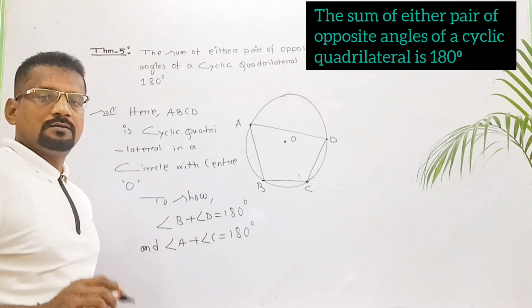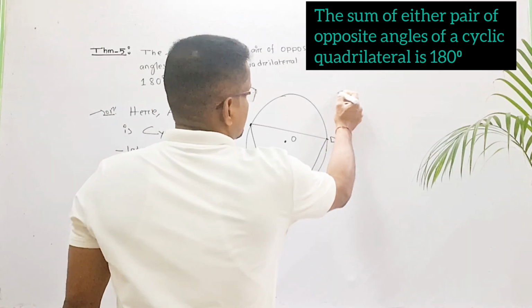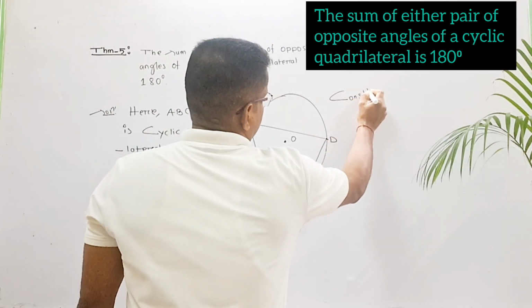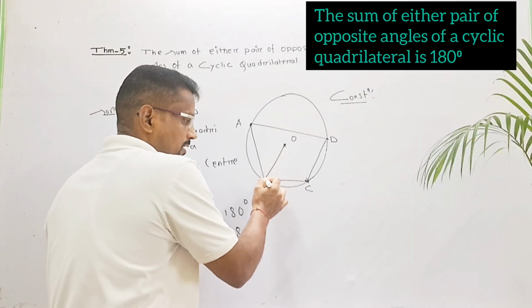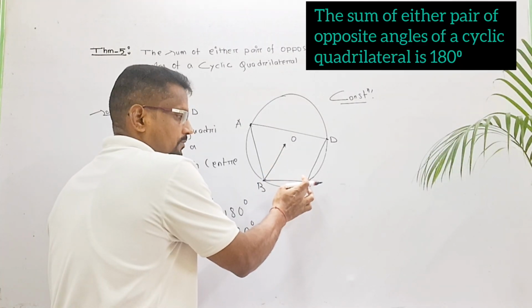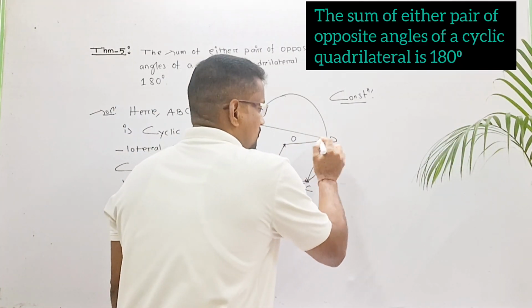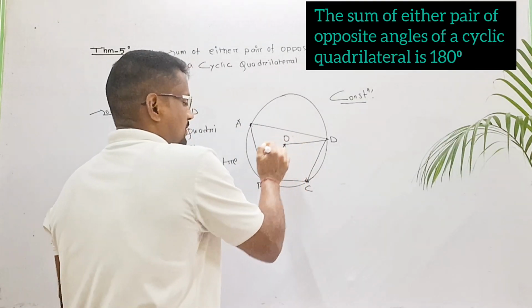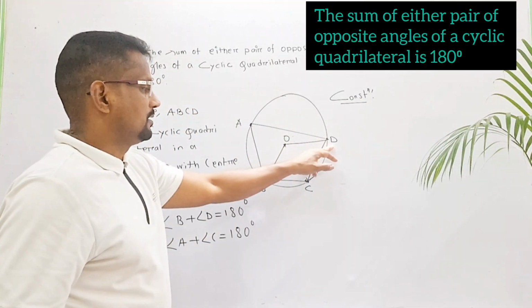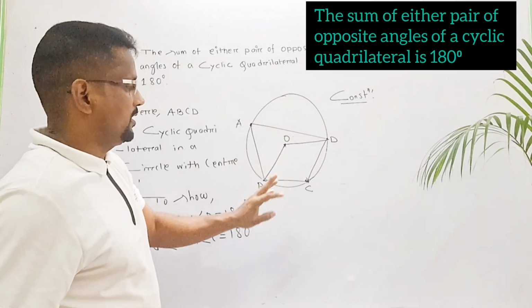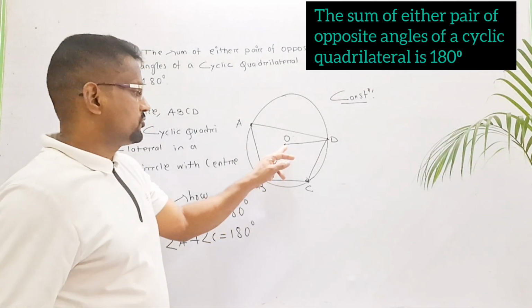For this, one construction is there. So you have to write the construction part. You have to remember the construction. Construction is that join OB and leave C. Then you join O with D. That is, O with B and O with D. This way you have to join. You don't join O with C.